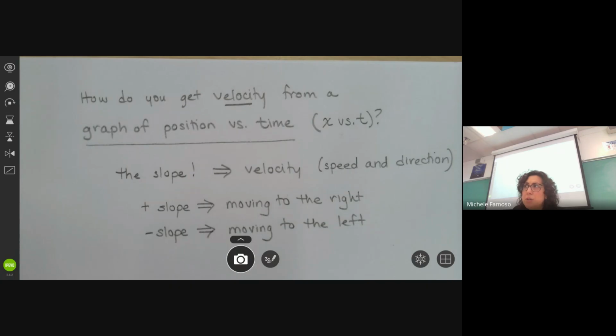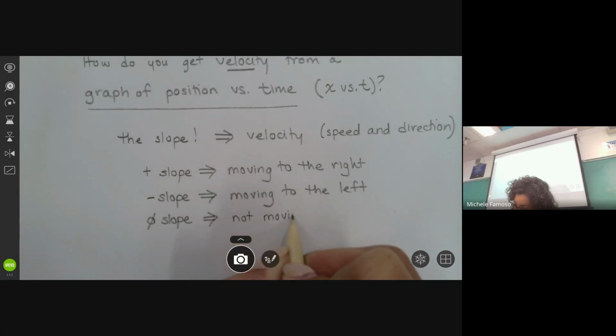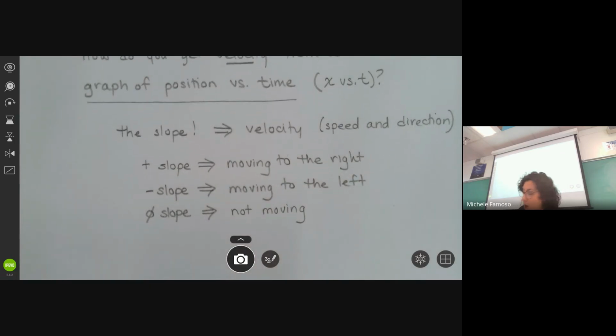All right, this one we didn't talk about, but let's see if you can figure it out. What if you had a 0 value for the slope? That's not positive or negative. What does that mean about the object? That means you're not moving, right? That would mean you're not moving at all.